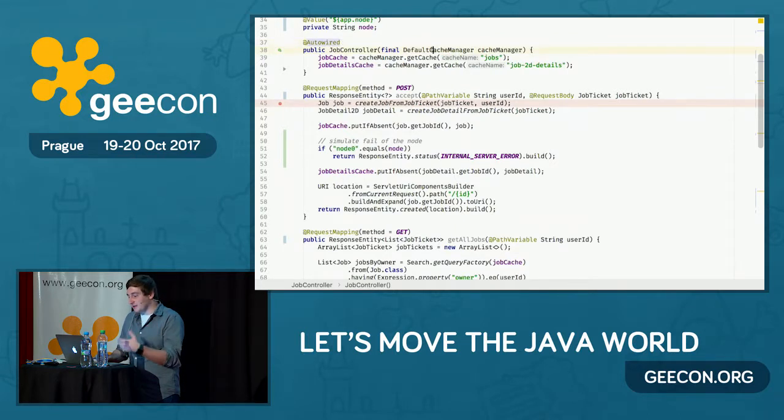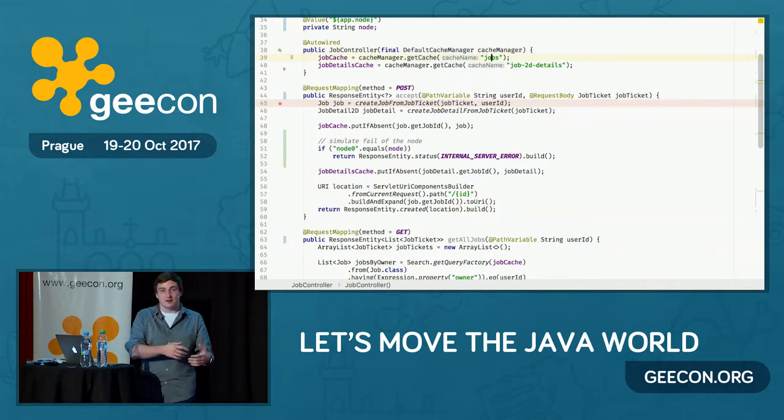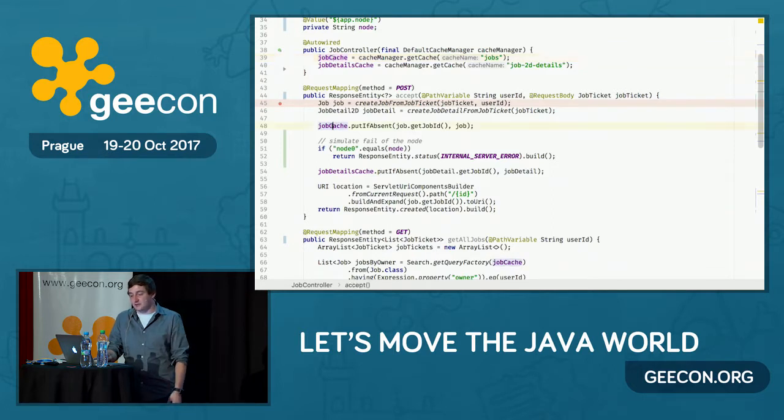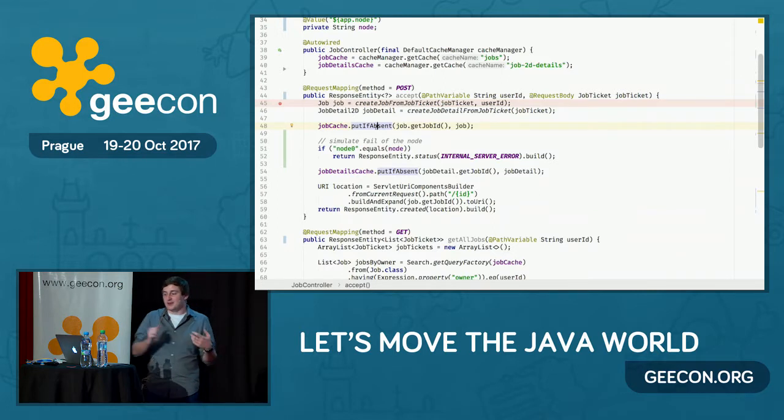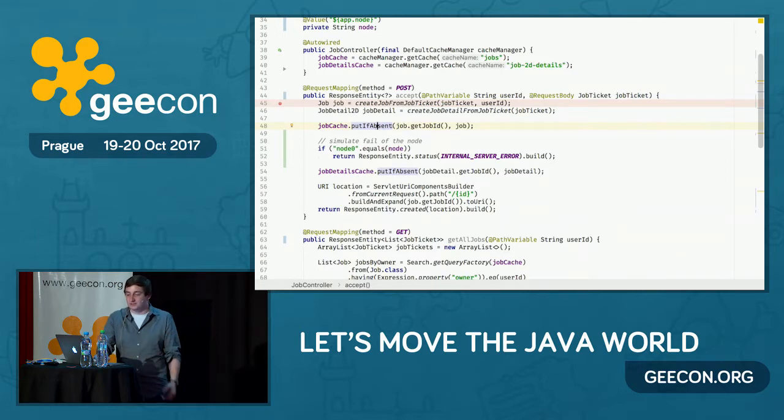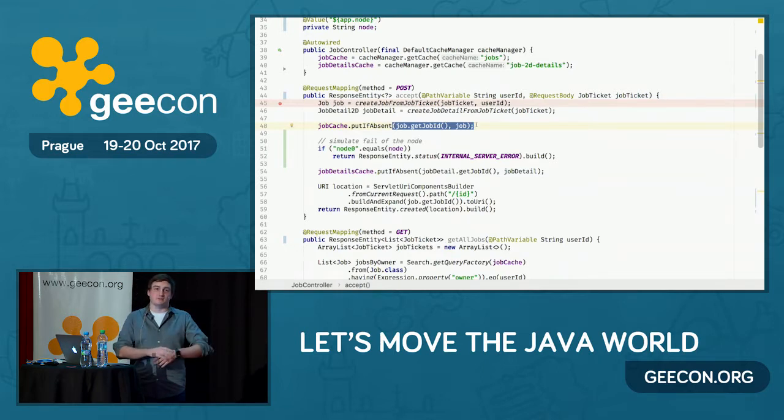So Spring will inject the default cache manager, which is like a gateway to Infinispan caches. And then I can use getCache with the name of the cache that I put in the XML to obtain it. From that moment, I can work with the cache directly here. So the method putIfAbsent will simply store this value if it was not there. If it was there, it will do nothing.